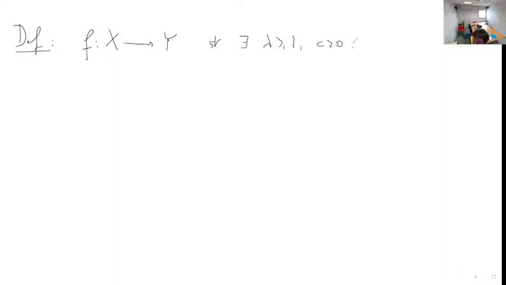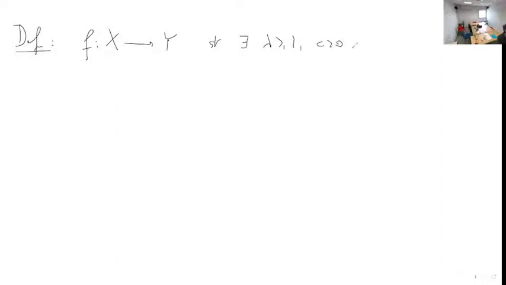So what did we do yesterday? Yesterday we discussed the notion of quasi-isometry. Let me just remind you the definition. A quasi-isometry is a map F between two metric spaces such that there are constants lambda and c with the following properties.